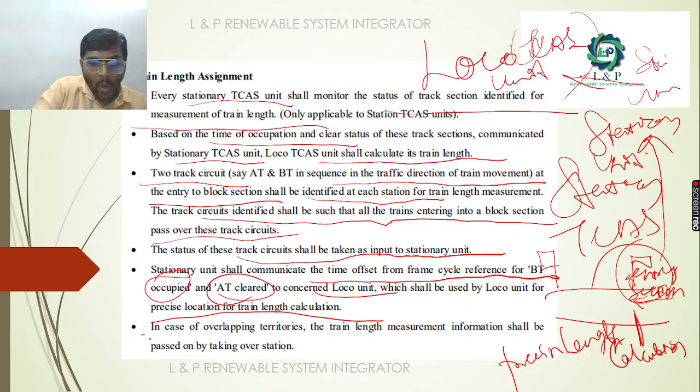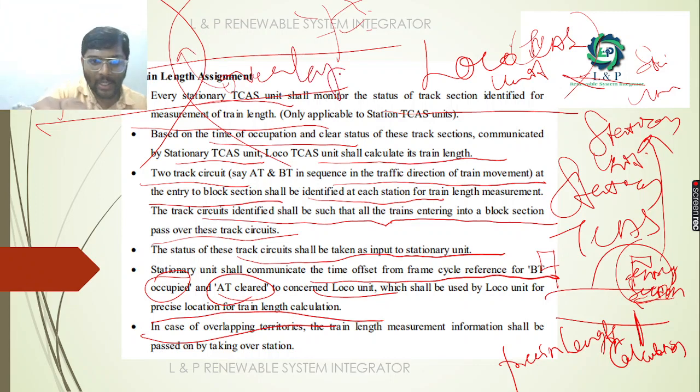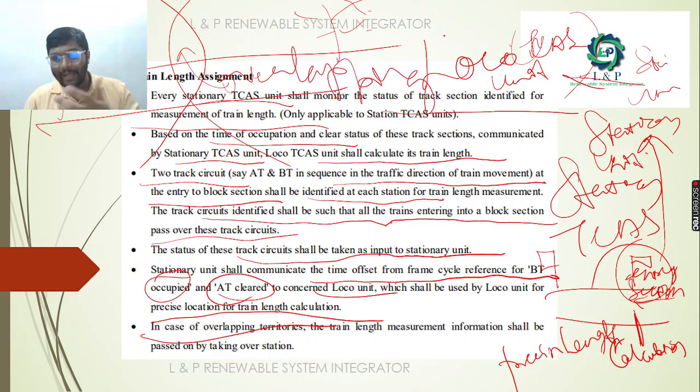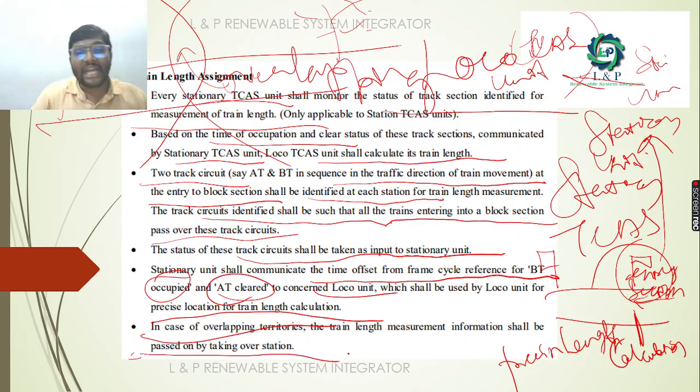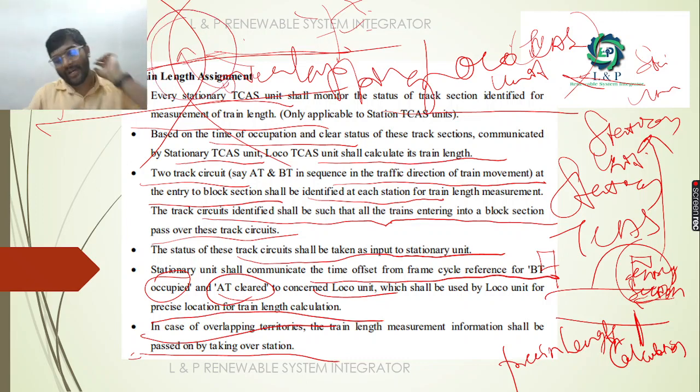In case of overlapping territories, say for example, we have a signal here, and we also have a signaling here, it has a track. So if we have an overlapping, this is the overlapping territory. If we have overlapping territory, the train measurement information shall be passed by the taking over stations. So when it passes through this overlapping point, from there we are able to calculate in case we have overlapping territories.